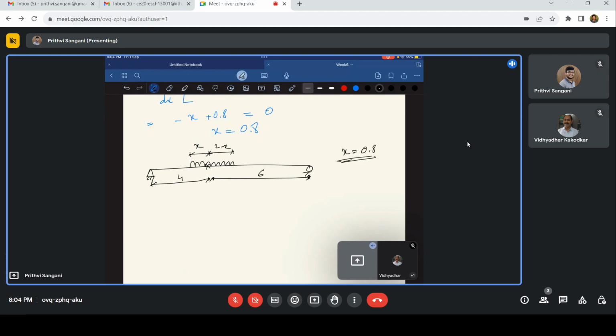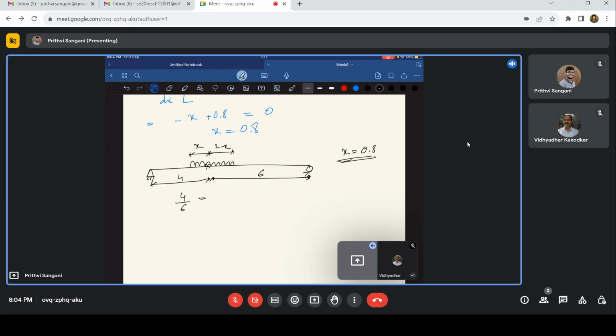If x is found to be 0.8, then we can actually make one conclusion from it: if you want to find the maximum bending moment at a certain point C, which divides the span into A by B, say 4 by 6, then you need to place the UDL.